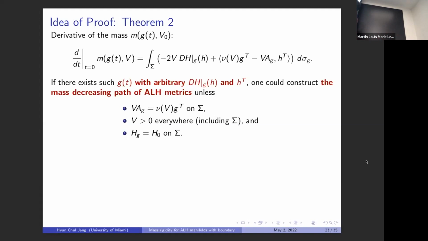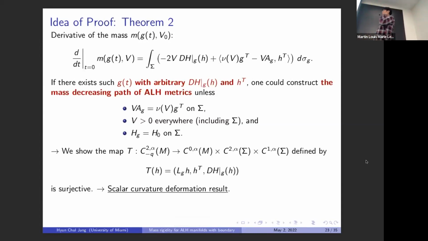And if mean curvature is not equal to H naught exactly, then we can perturb this dH so that we have a negative derivative of mass. Okay, right. So for that purpose, we need the surjectivity of such a map. So this is a linearization of scalar curvature and the induced metric on the boundary and the linearization of the mean curvature. Okay, so we need this surjectivity to construct this differentiable path. Okay.